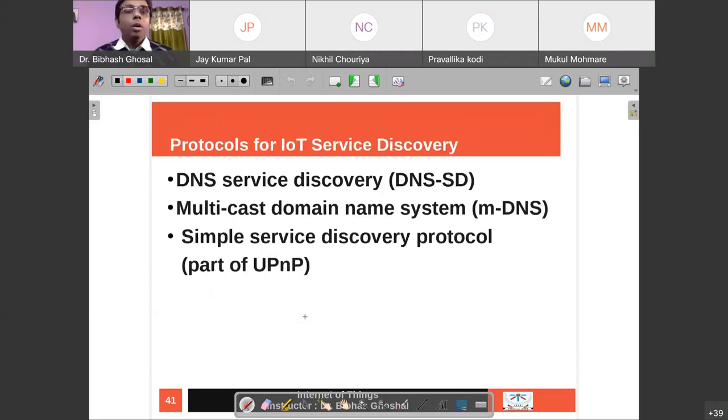Now comes the IoT service discovery. We are done with identifying the device. Now the question is how the IoT services will be discovered. One of the ways is through the same principle as the naming service, and we call it DNS service discovery. DNS stands for domain name service. You all know that this is the service through which names are resolved. And we'll actually be focusing on mDNS. Let's see what it is.